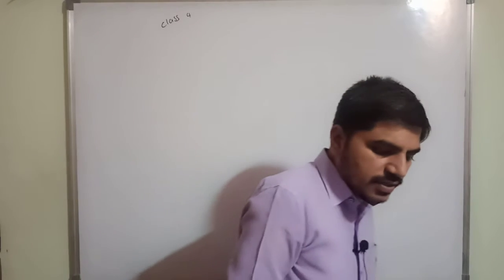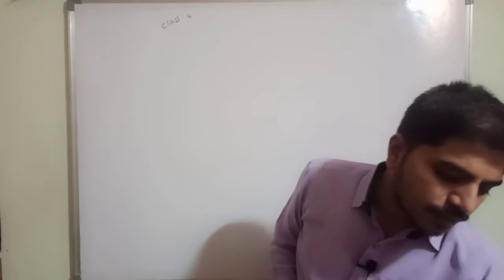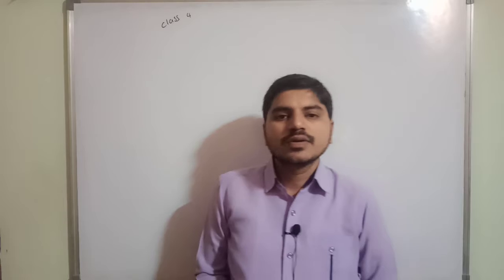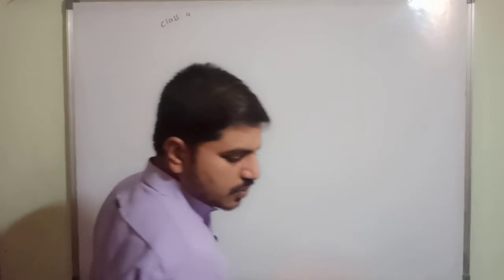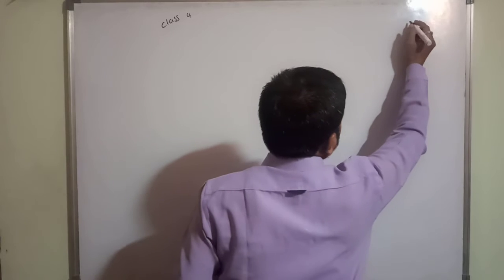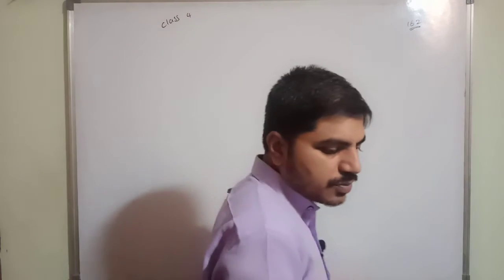We already started discussion about the different types of plants. We discussed adaptations in plants. Now I will continue the adaptations of plants. Page number 162. That is 162. Okay, we'll continue with page number 162.